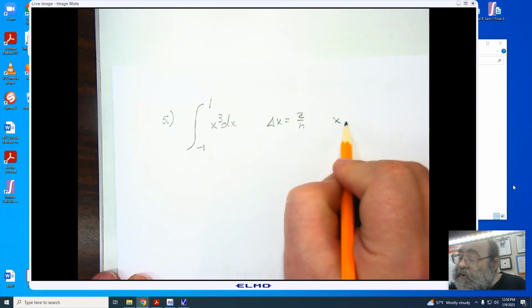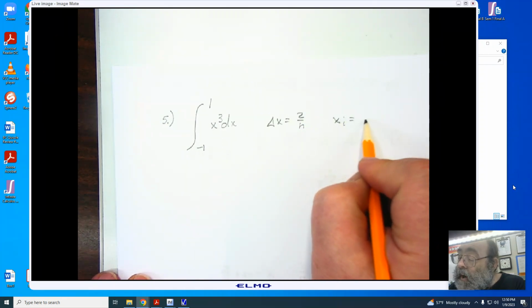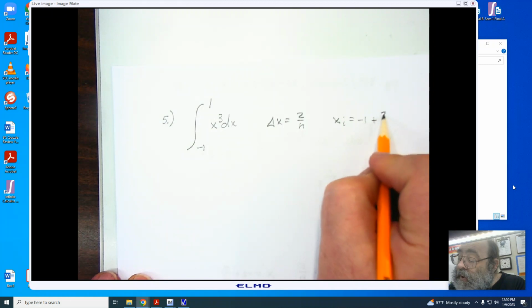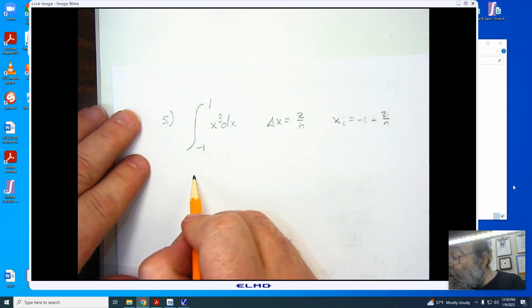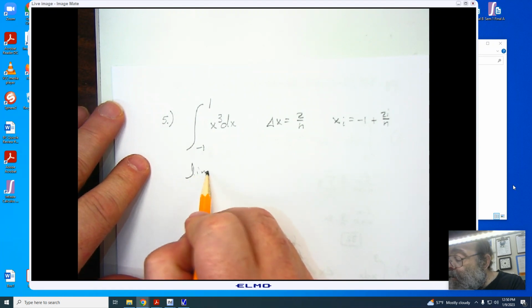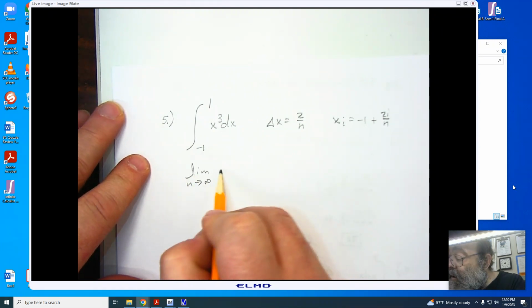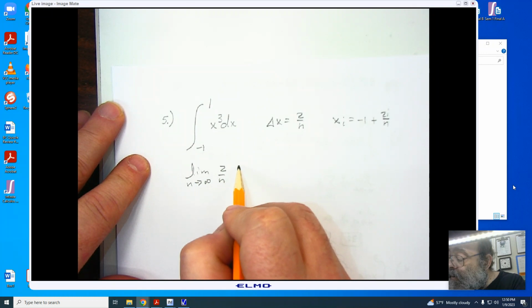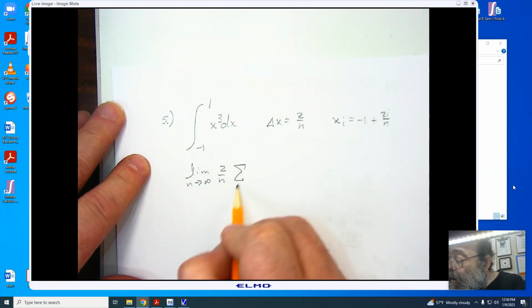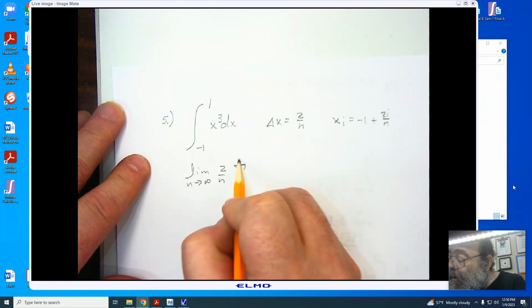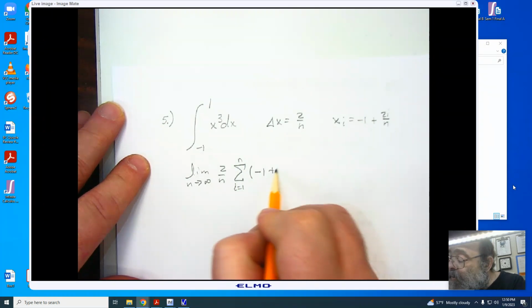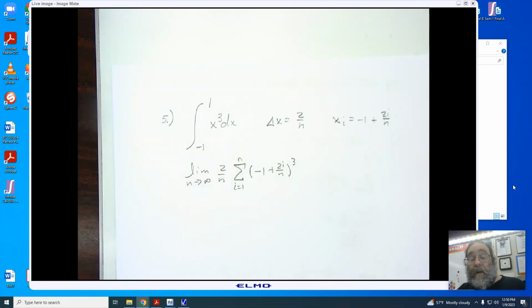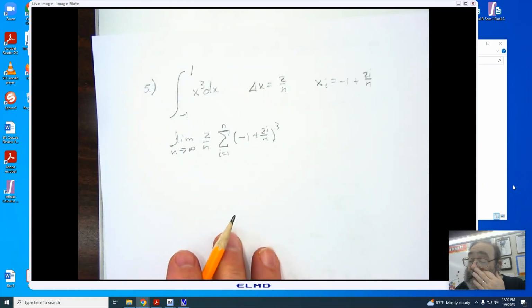Then find your x generic. That's going to be our initial term plus 2i over n. This is what we're now going to work with. So we have our limit as n approaches infinity for 2 over n times the summation, i starting at 1 and going to n. And now in place of our x, we put negative 1 plus 2i over n, the quantity cubed. Now I've already taken the liberty of multiplying this out.